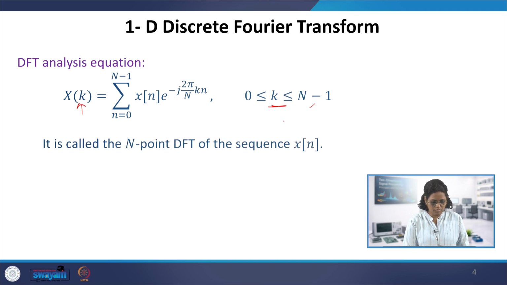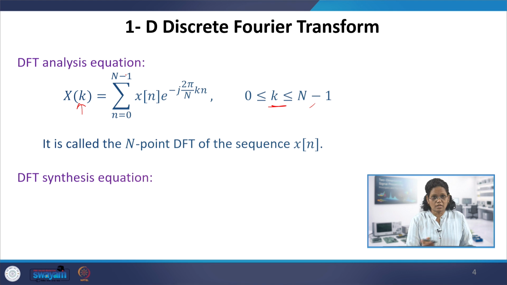So for the N point DFT, n is varying from 0 to N minus 1. So there are N points which can be obtained here as well. k also has N points, and the sequence x of n has N points. Both sides have N points here.